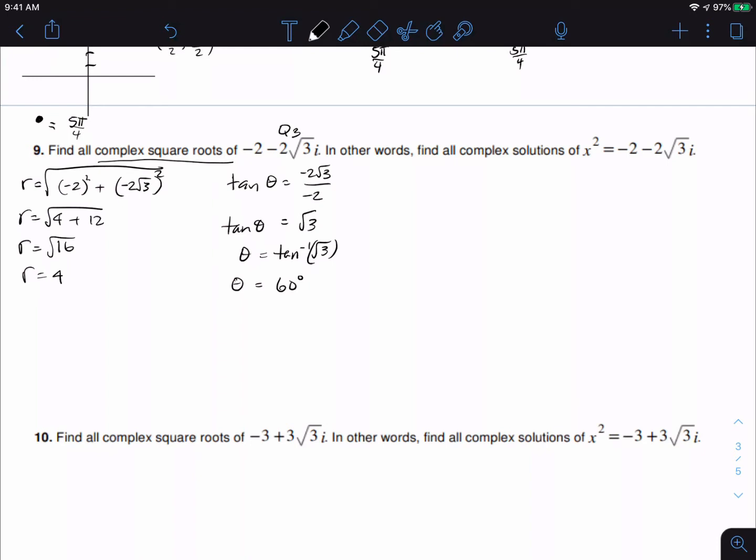Okay? So for me to be able to see that, I'm just going to graph real quick. So I know that I'm in quadrant 3. So this is the reference angle here. That's 60. So that means that this reference angle should be 60. So we're down here. Okay? Are we okay with that?